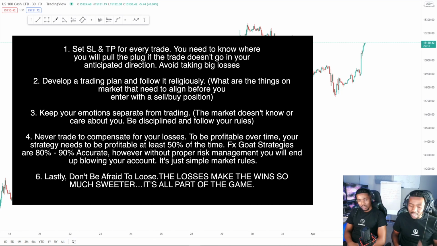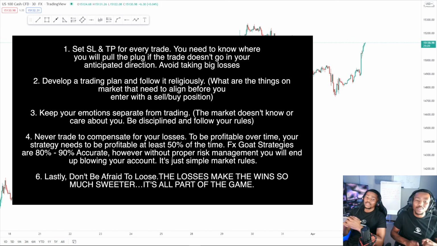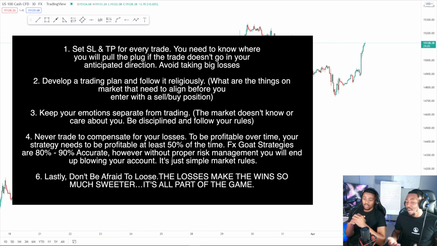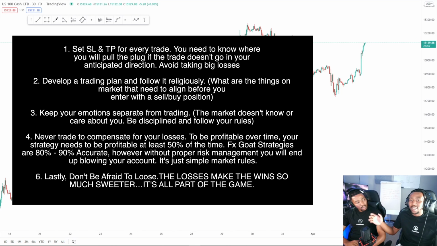To be profitable over time, guys, your strategy needs to be at least 50%. You need to be at least 50% to be profitable in the trading market. And luckily, guys, as FS Gold, our strategies are actually accurate from 80% up to 90%, depending on the level of knowledge that you have. We always cater for our losses, guys. Our losses can be from 20% to 10%.